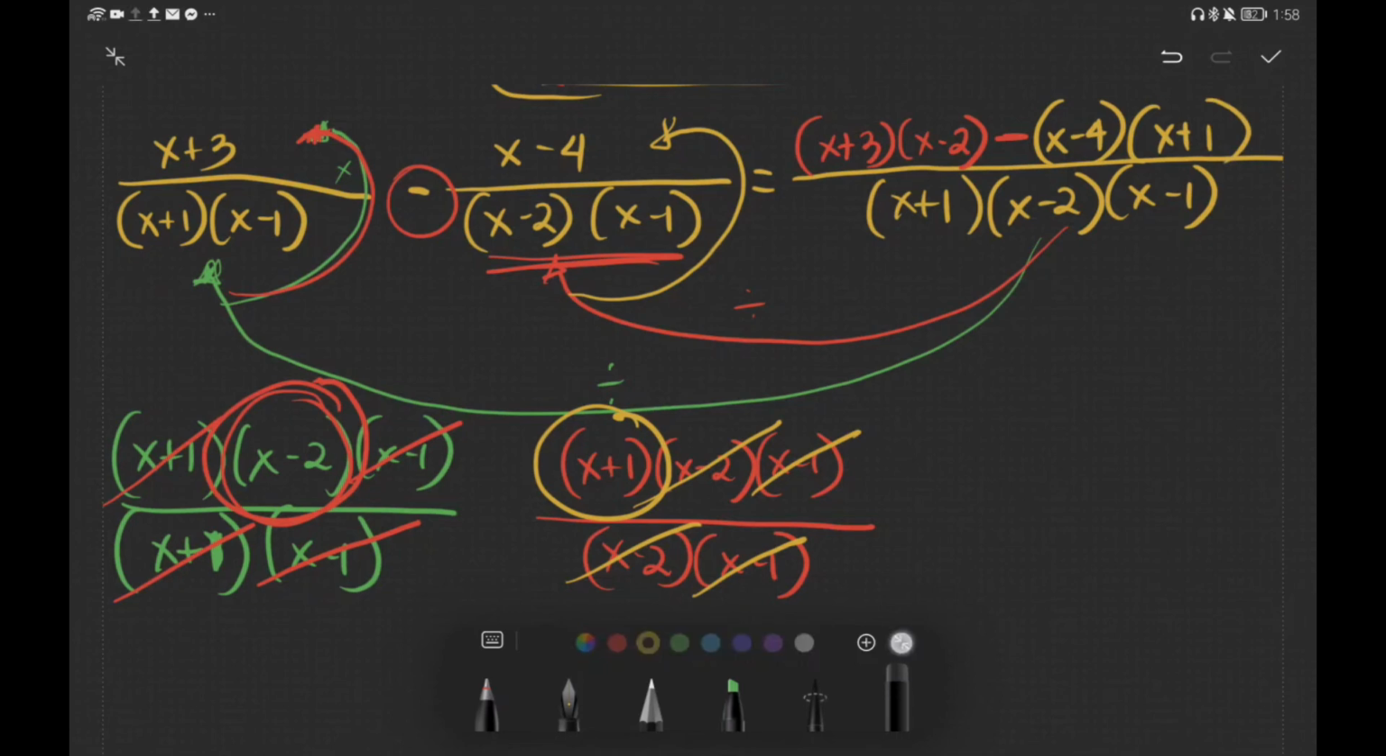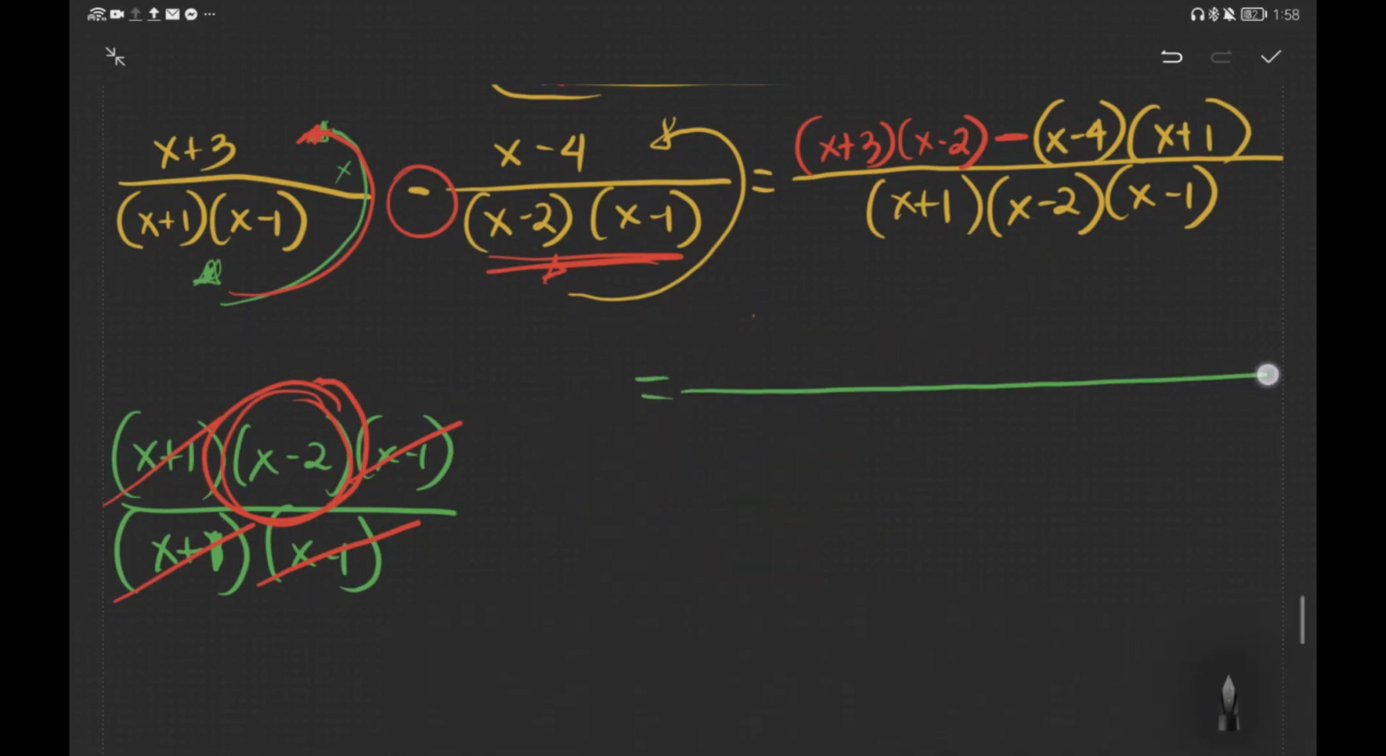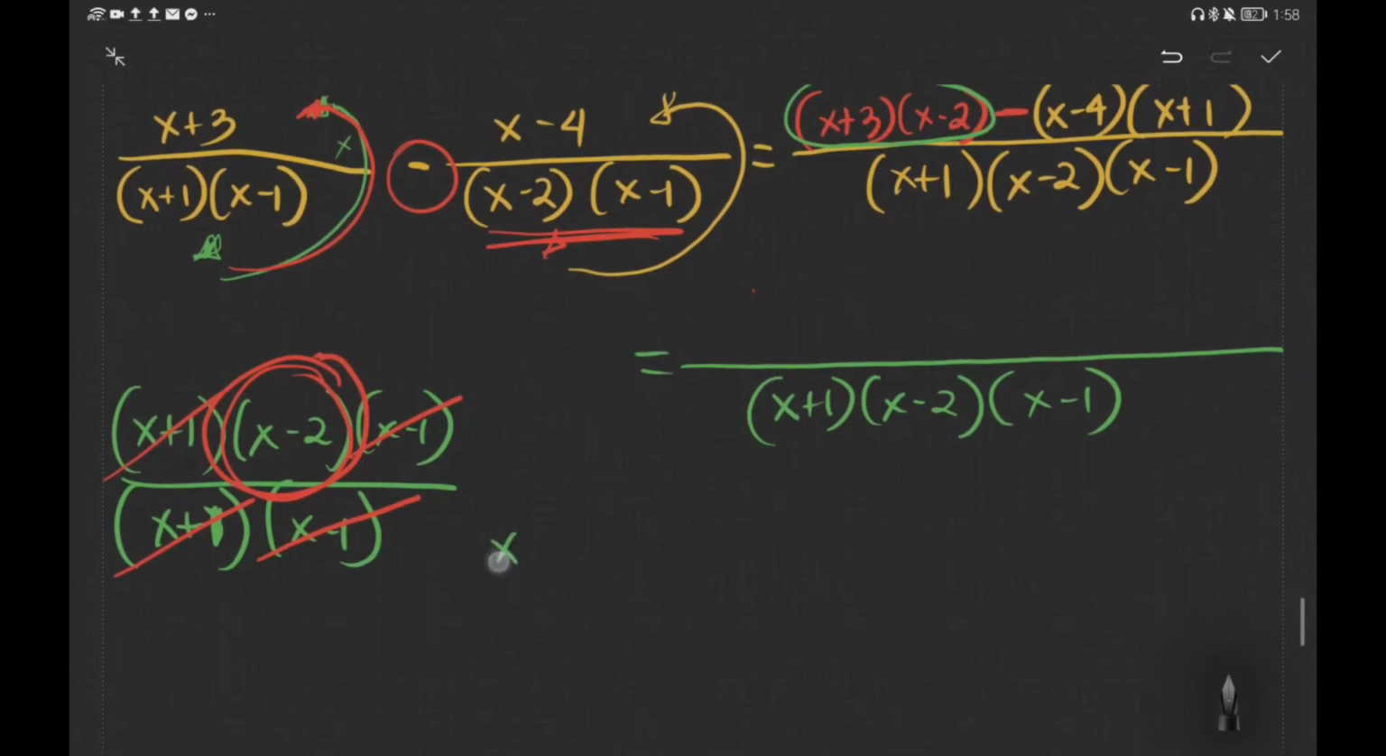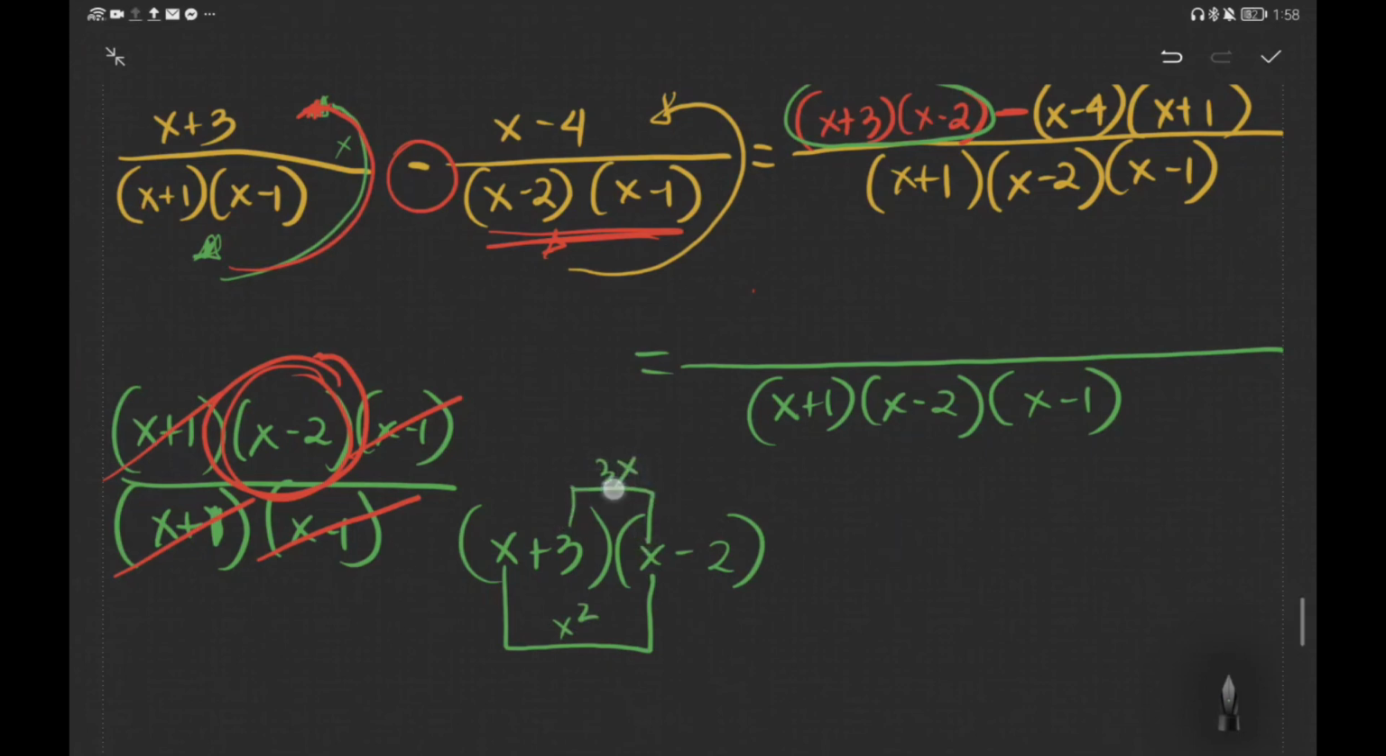Now, let's do the math. Let me clean this first. So, we copy the denominator x plus 1 times x minus 2 times x minus 1. We multiply this first using the FOIL method. That is x plus 3 times x minus 2. First, that is x squared. Inner, positive 3x. Outer, that is negative 2x. And the last terms, positive 3 and negative 2, that's negative 6.